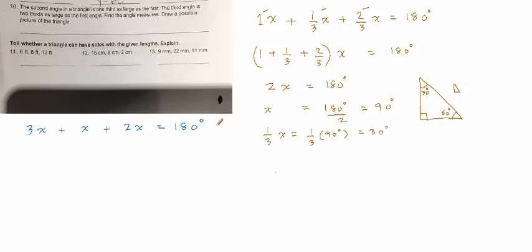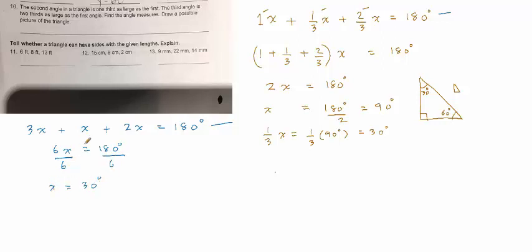Now compare this equation with this equation. Given the choice, which one would you like to solve? Obviously this one, right? The one without the fractions. So we have 3x plus x, that's 4x plus 2x, that's 6x is equal to 180 degrees, and therefore divide both sides by 6. You have x is equal to 30 degrees.